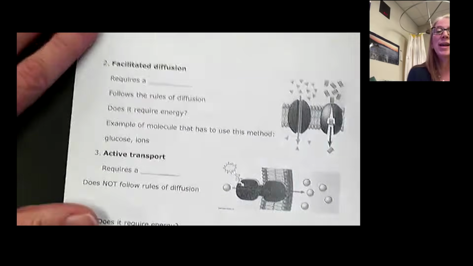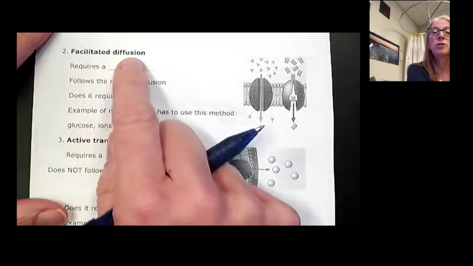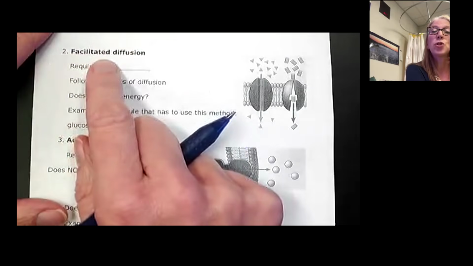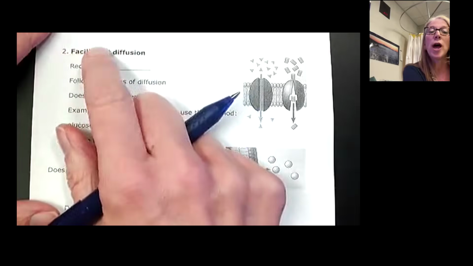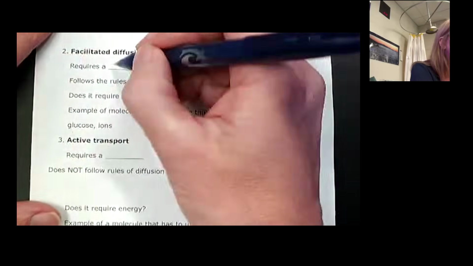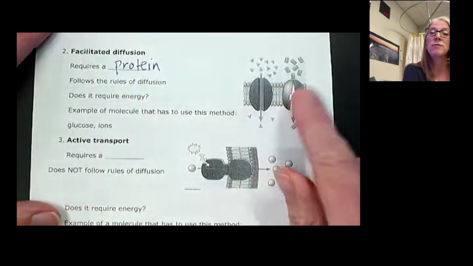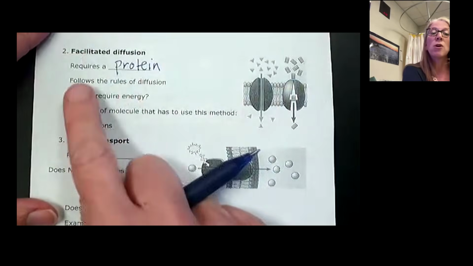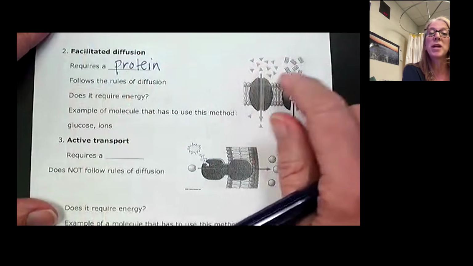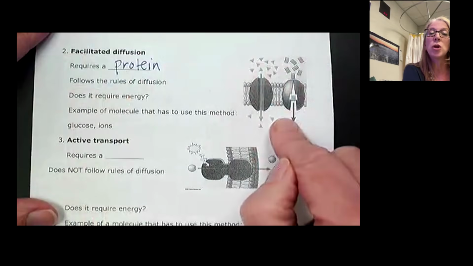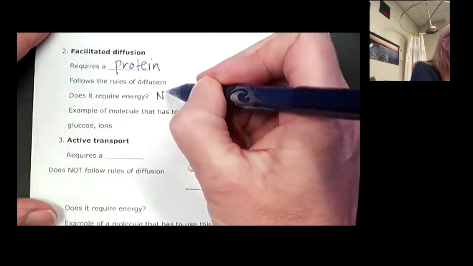All right, then our second type of passive transport is called facilitated diffusion. Facilitate means to help with something. So in this case, the thing that is needed to help diffusion is a protein. I have two pictures here. Both are showing facilitated diffusion. They are following the rules of diffusion, meaning that molecules are flowing from an area of high concentration to low concentration. Therefore, it does not require energy.